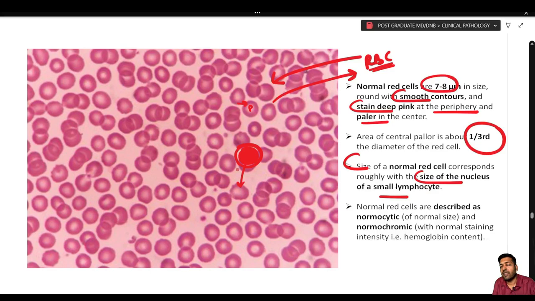The normal red cells are described as normocytic, of normal size, and normochromic, with normal staining intensity, that is the hemoglobin content. Okay.